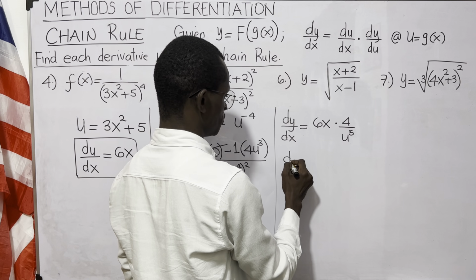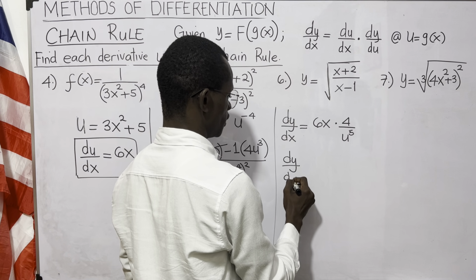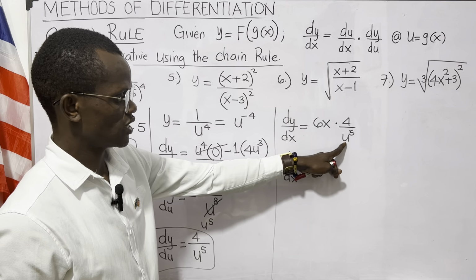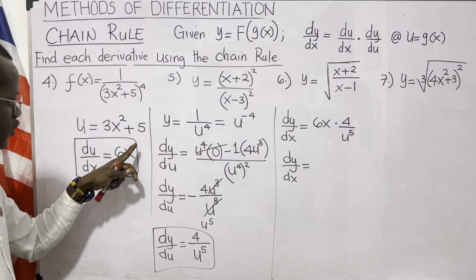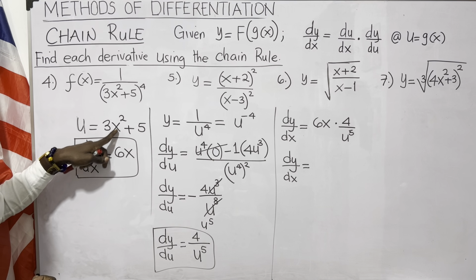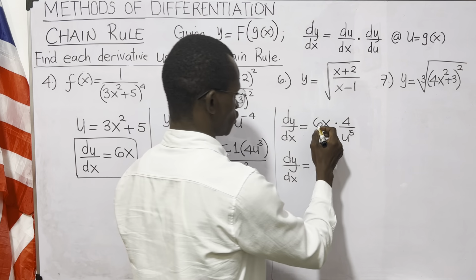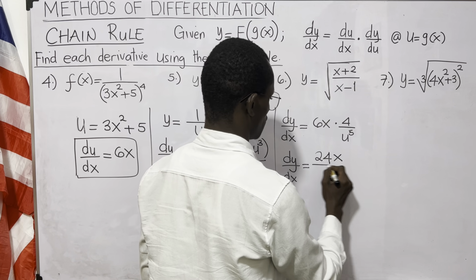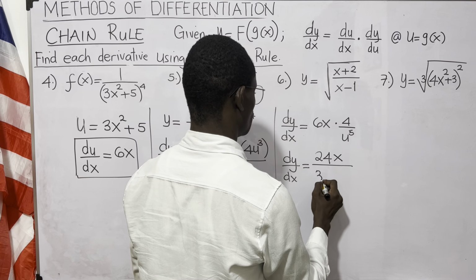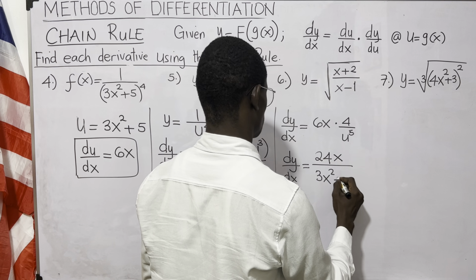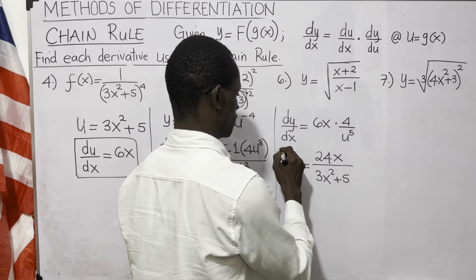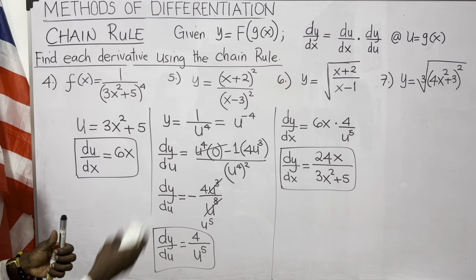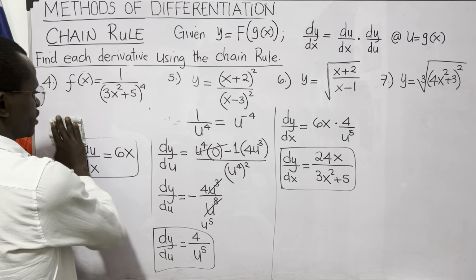So we can just simplify now. Remember, our original variable is x. So we have to get rid of this u by bringing in the value for u. What was u? u was 3x squared plus 5. So 6 times 4 is 24x all over 3x squared plus 5. So this is it. So let's do the next problem.